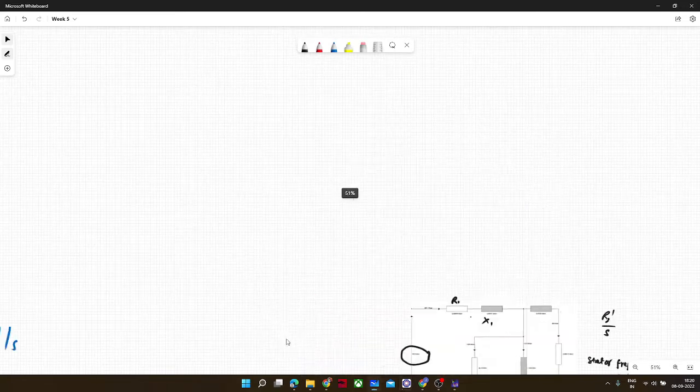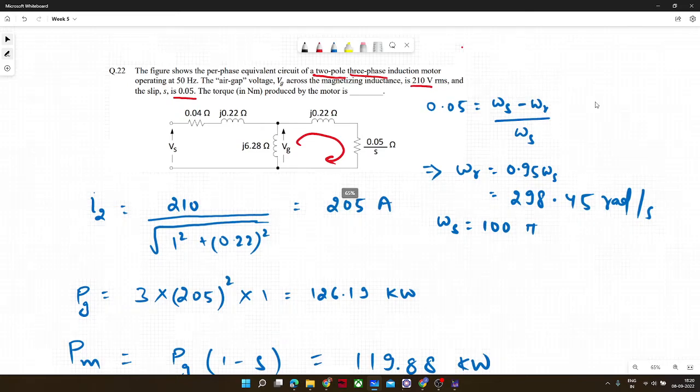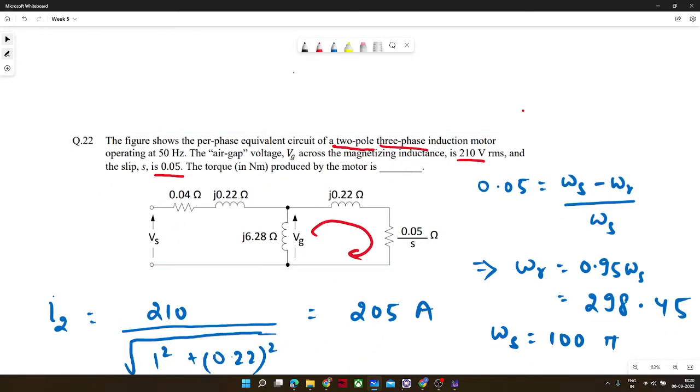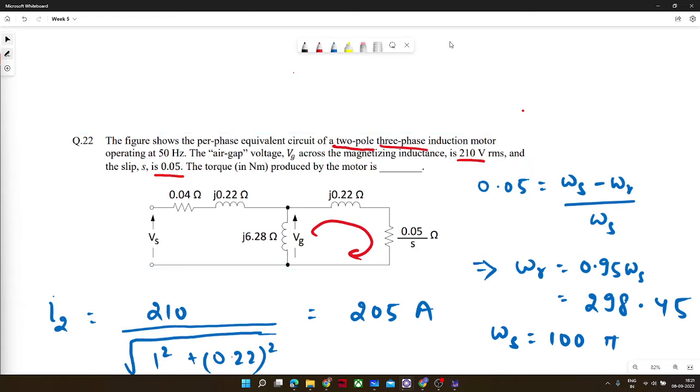So let me first solve the problem here. What was the problem saying? In this problem, we need to solve for the torque, and torque in a motor we all know how to calculate. We all know torque is equal to power by omega. This is a general formula which is applicable in all machines.